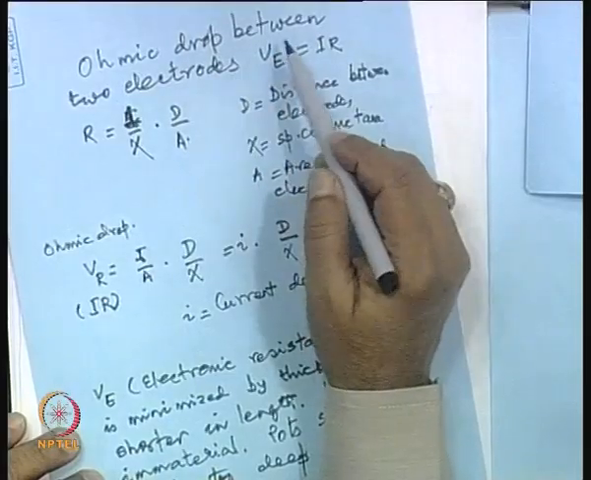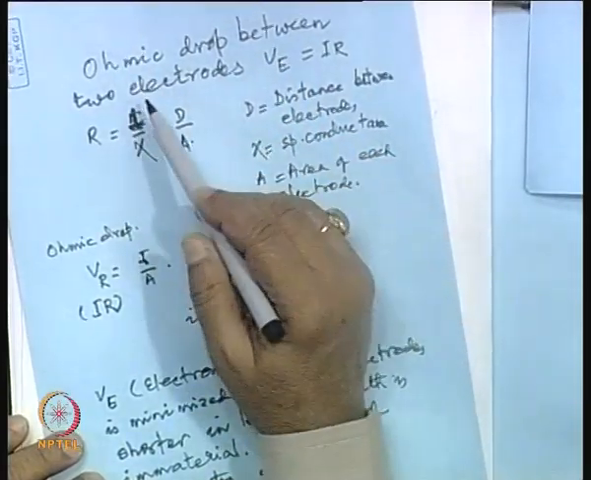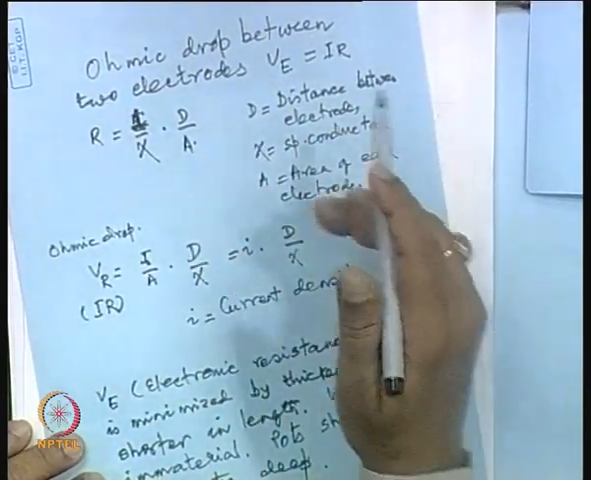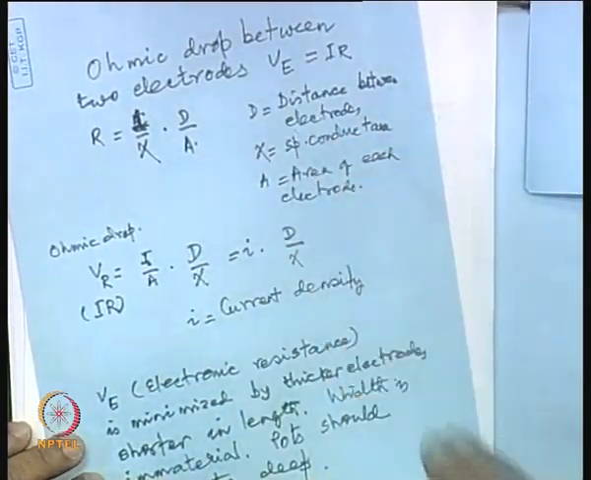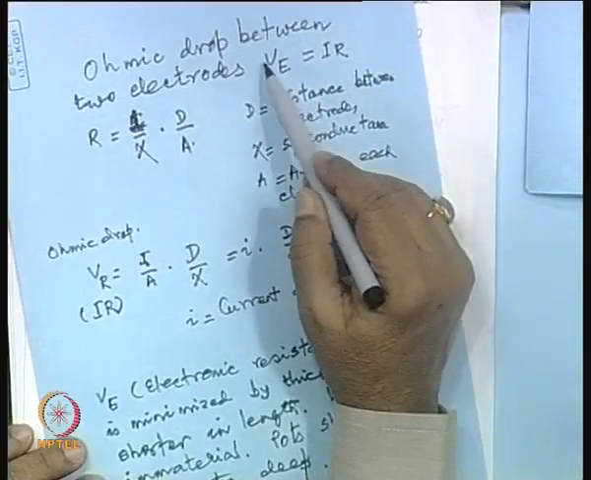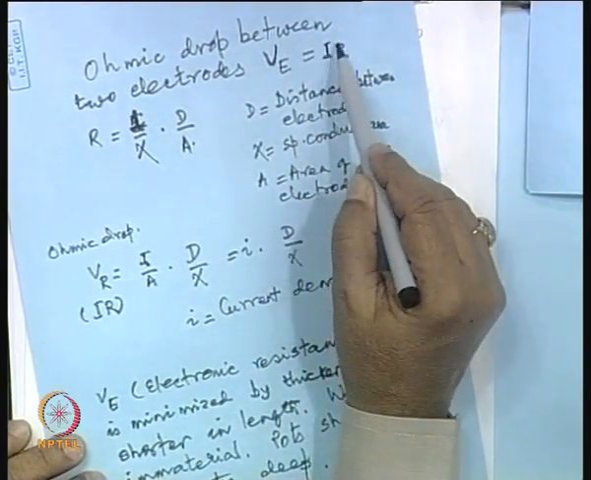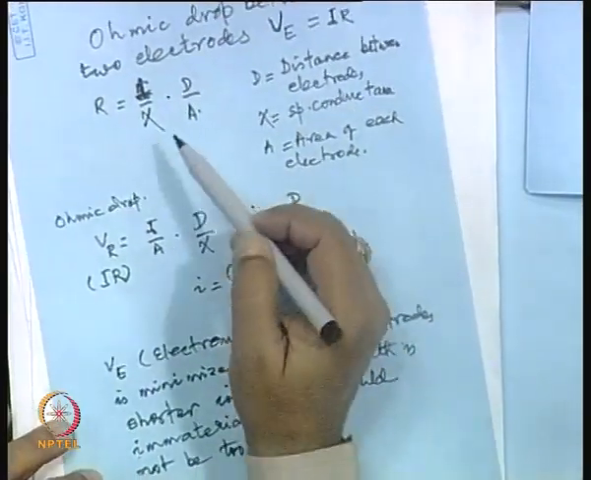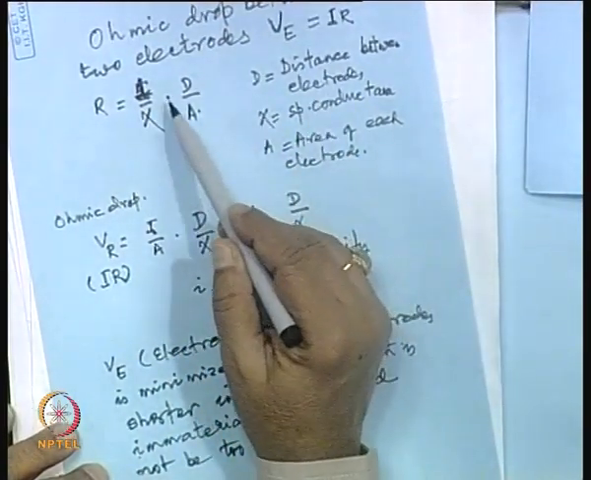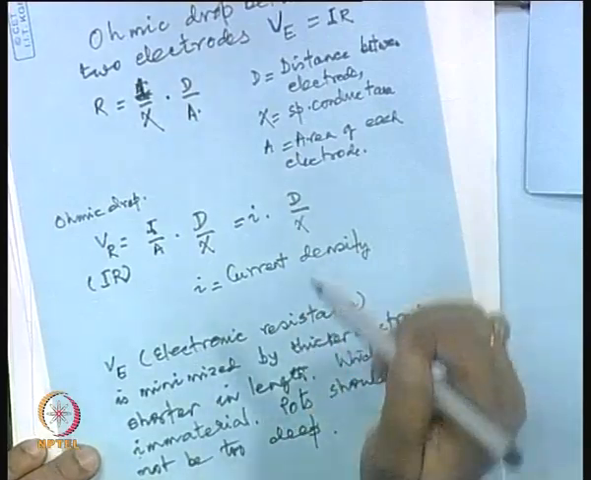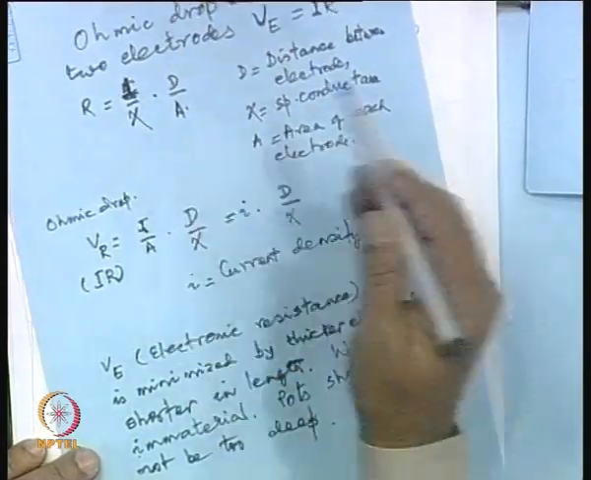Now, the ohmic drop between two electrodes also is because of the electrical resistance in the circuits as well as in the electrode bodies themselves, and we express it by writing the electronic voltage drop as the current passing times the resistance in the circuit, which is written as 1 by conductance into d, where d is the distance. No, sorry, I am talking about the other term.